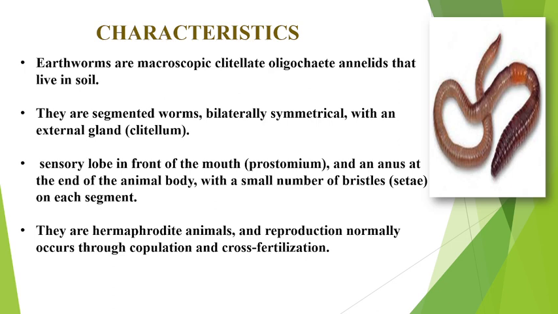Then earthworm is an oligochaete annelid that lives in soil. Secondly, they are segmented worms, bilaterally symmetrical, showing an external gland, the clitellum. Sensory lobes are present in front of the mouth, which we can call the prostomium, and the anus is present on the posterior end, having a small number of bristles called setae on each segment. They are hermaphrodite animals, meaning both the male and female sex organs lie in the same organism, and they generally show cross fertilization.